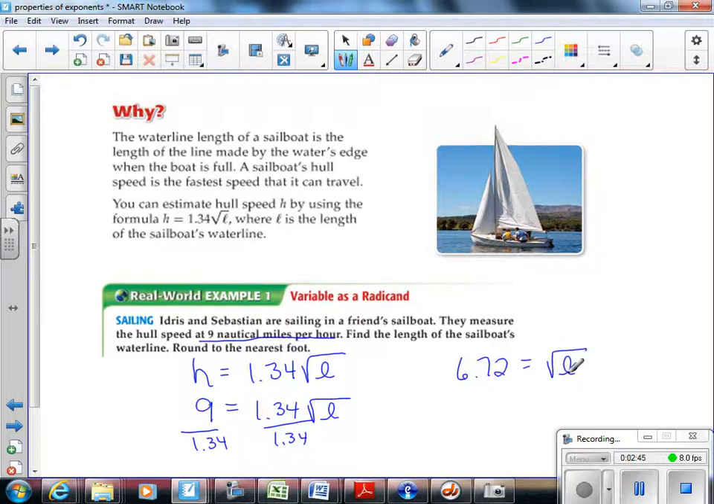All right, now I'm trying to find out what the length of the sailboat's water line is, so I'm trying to find out what L is. How do I set this free? Okay, I have to square it. Now what I do to one side of my equation, I always do to the other. So you take 6.72 and square it, and you get approximately 45.16, which is approximately L. So it is about 45 feet. Any questions?